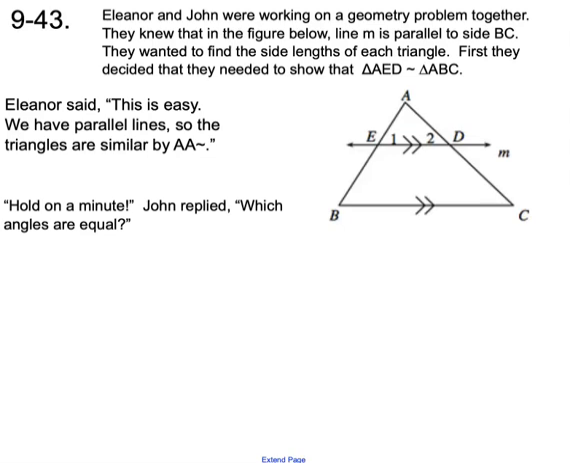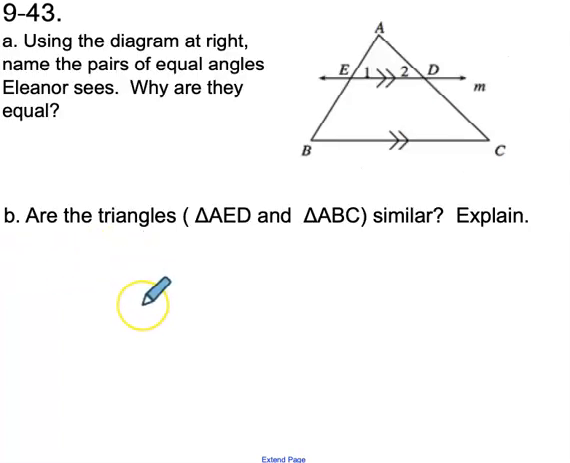Eleanor thought, this is easy. We have parallel lines, so the triangles are similar by angle-angle similarity. Hold on a minute, John replied. Which angles are equal? So the first thing I want you to do is use the diagram that you see here. What two angles did Eleanor see? Why are they equal?